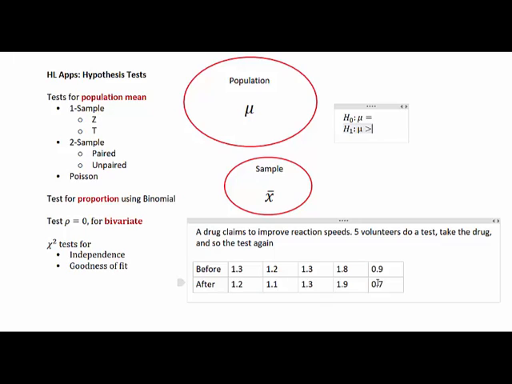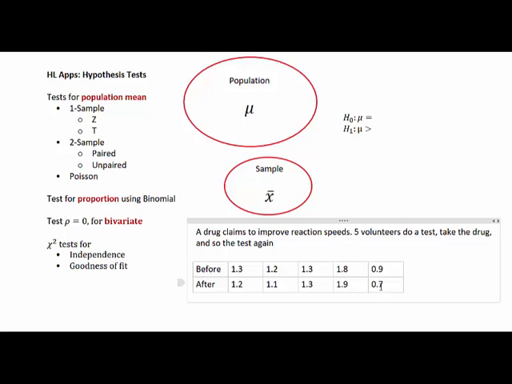It's a real classic paired sample, before and after. So this is volunteer number 1 has done something. It took them 1.3 seconds, and then they've taken a drug, and then they do it again and they're faster. This is volunteer number 2, volunteer number 3. So they're paired by the fact it's the same person, and it's a classic before and after.